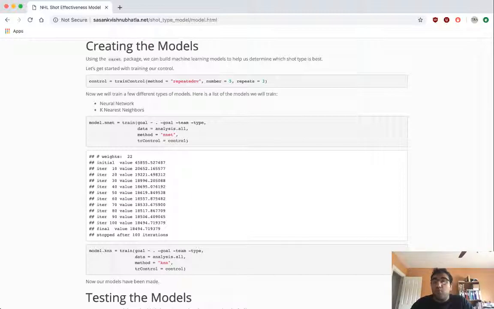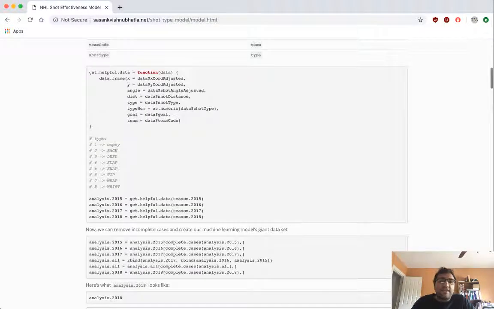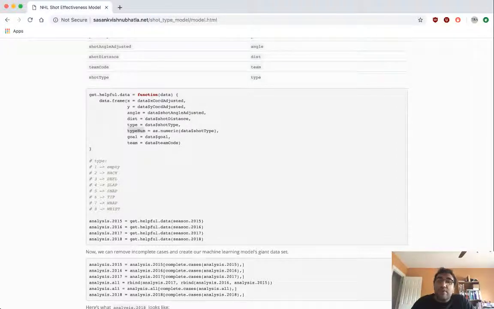Was it blocked? Different statistic. We're only focusing on determining if this shot was a goal or not. Now you see here I have minus type. Well, you might be thinking, you're not training this model to determine the type of shot. However, if we scroll back up here, we see that type num is right here. It is the numerical value of this data shot type.